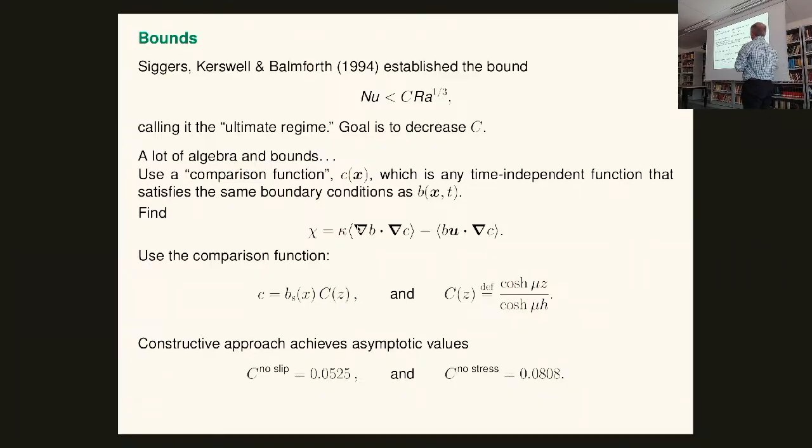That number C, I play games with it. You can get it down to quite a low number. I won't talk about that. There's also a paper by Shishkina and Grossmann or Schumacher, I've forgotten, which has a whole zoology of different possible scaling laws depending on your Prandtl and your Rayleigh number. I won't talk about that.